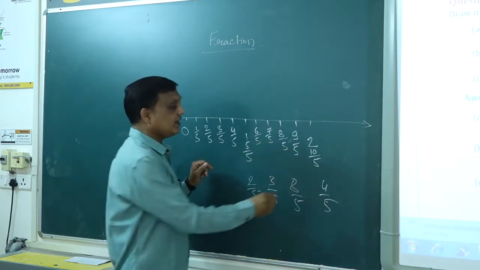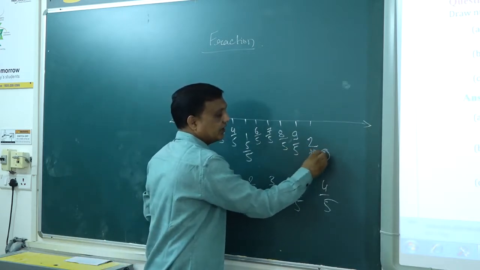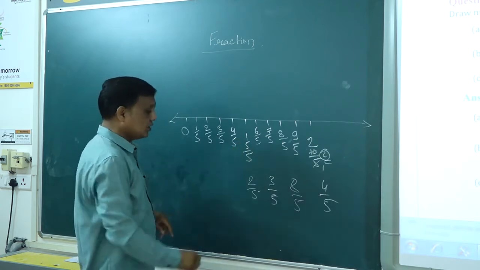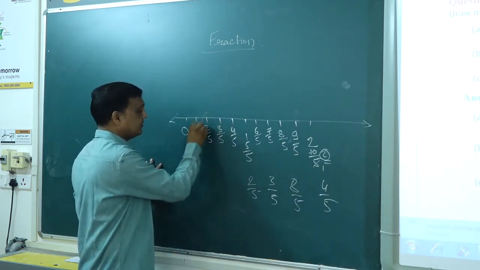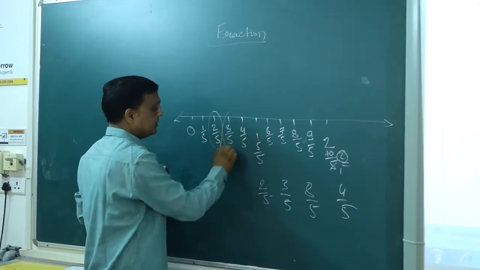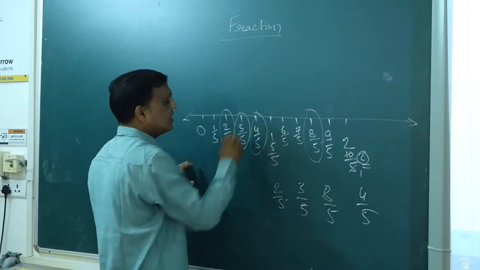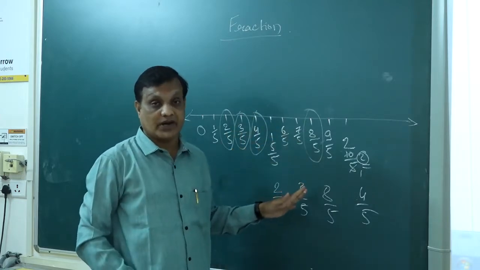Why this is 10 upon 5? 5 twos are 10. Automatically the number 2 came here. Understand, this is 1. So which point we have to show? 2 upon 5. This one is 2 upon 5. This one is 3 upon 5. This one is 8 upon 5. And this one is 4 upon 5. So these numbers you have to indicate on the number line.